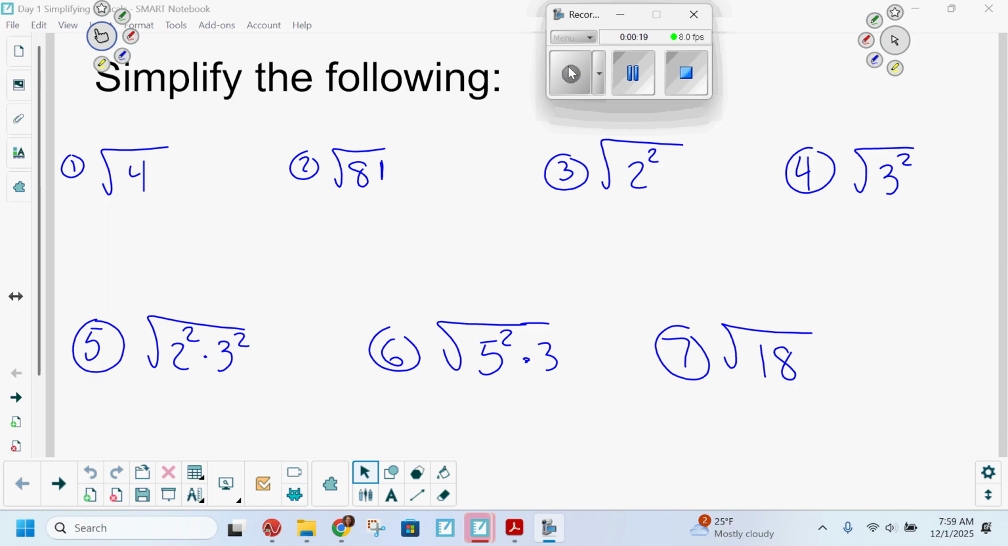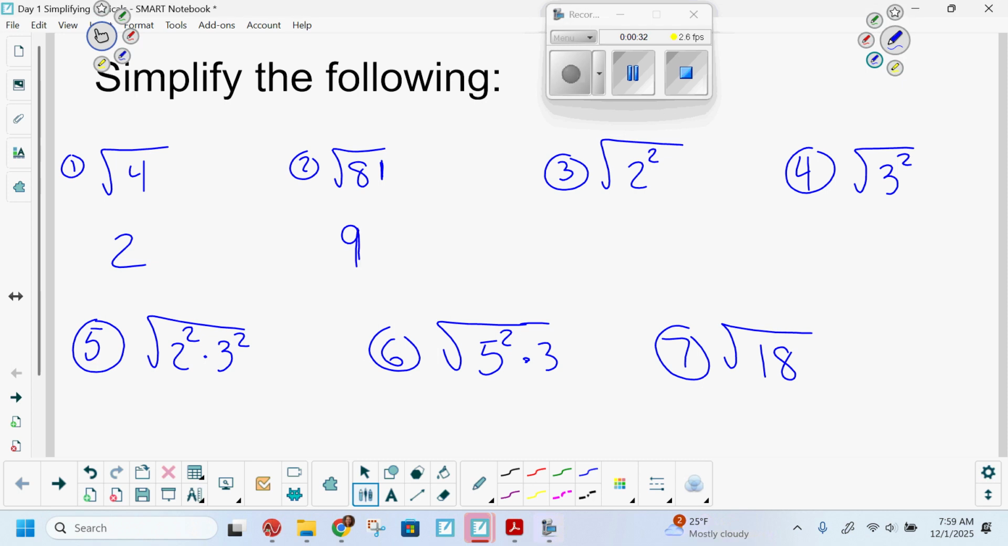All right, I'm going to jump right in. So the square root of 4 we know is 2. The square root of 81 is 9. And we know these things because 2 times 2, there we go, my marker wasn't working. 2 times 2 gets me 4, just like 9 times 9 gets me back to the 81. So we take that square root, we're looking for that number that when I multiply by itself, it gives me what's under that square root.